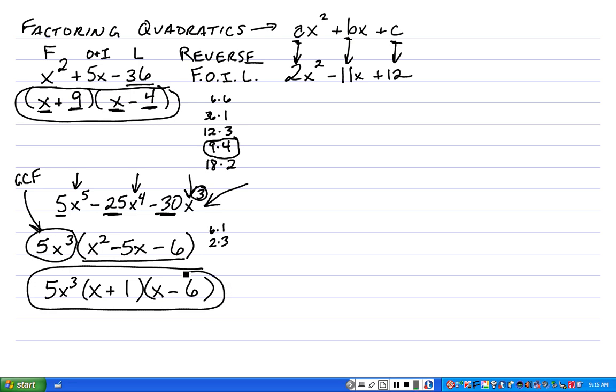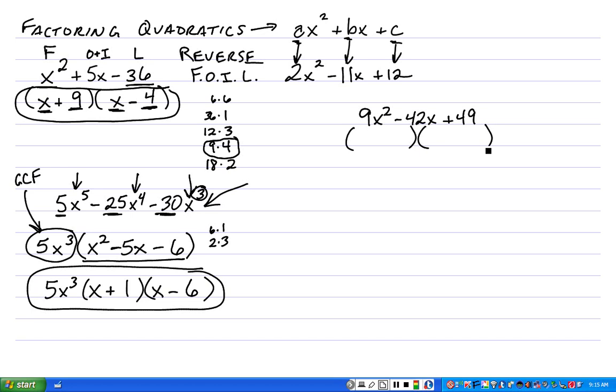Okay, let's do one more. Alright, let's try 9x squared minus 42x plus 49. Okay, check to see if I can factor anything out. There is no common factor or GCF to be pulled out of this, so I just go ahead and set up my two binomials.